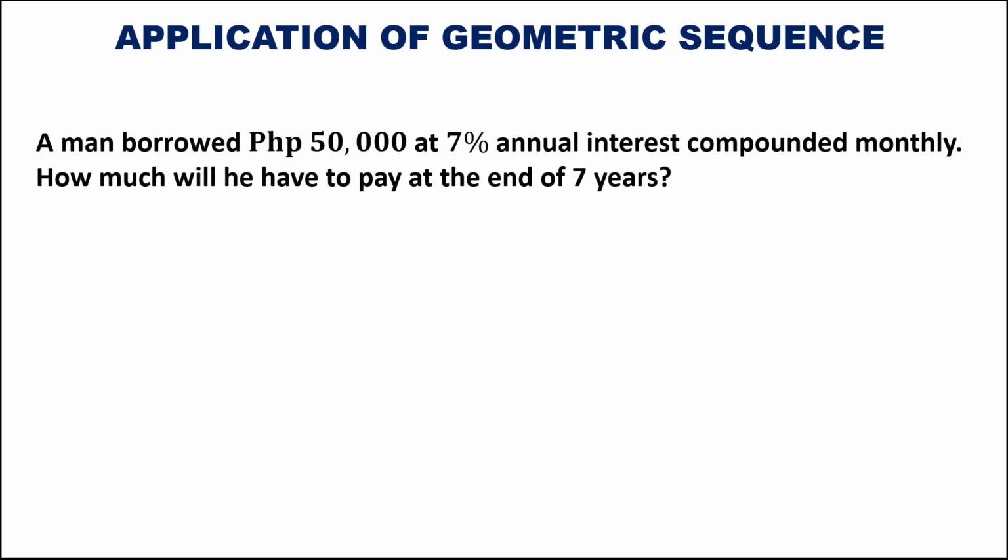So for this problem, the application of geometric sequence, then for this given, so a man borrowed 50,000 pesos at 7% annual interest, then compounded monthly. So how much will he have to pay at the end of 7 years? So since this problem has a given rate or percent, therefore we can solve this problem using this geometric sequence.